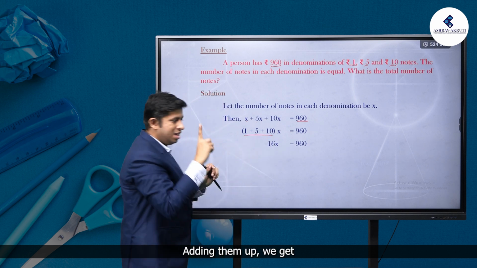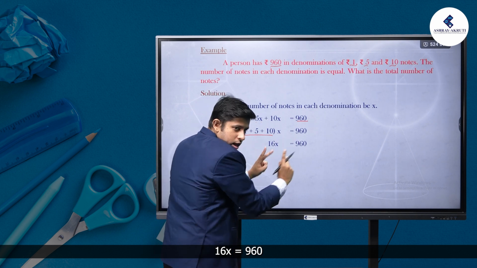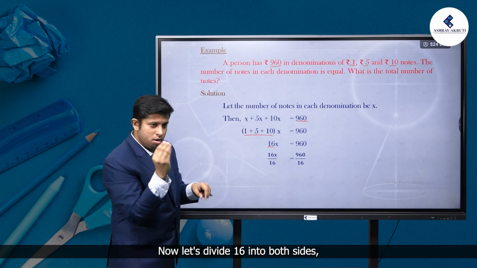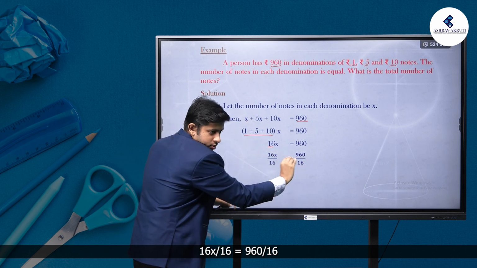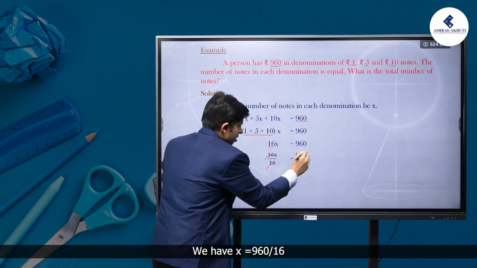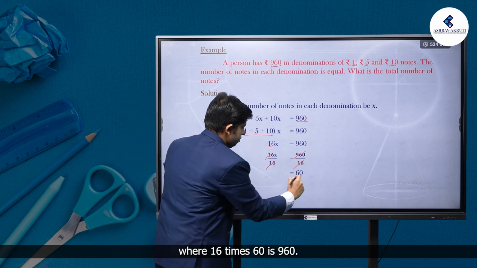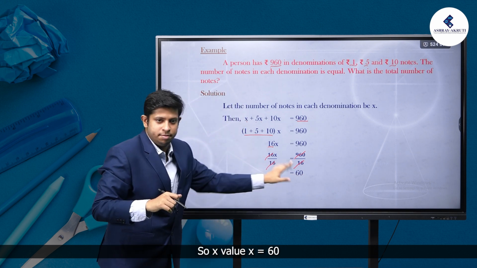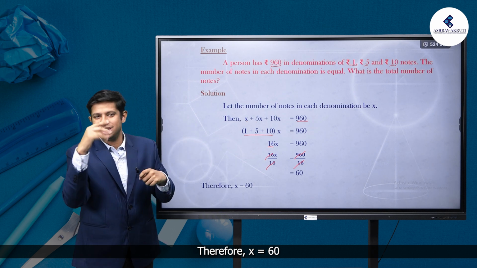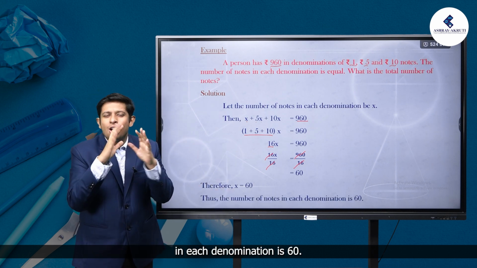Adding them up, we get 16x is equal to 960. Now let's divide by 16 on both sides. 16x by 16 is equal to 960 by 16. 16 and 16 cancel. We have x equals 960 by 16, where 16 times 60 is 960. So the value of x is 60. Therefore, x equals 60. Thus, the number of notes in each denomination is 60.